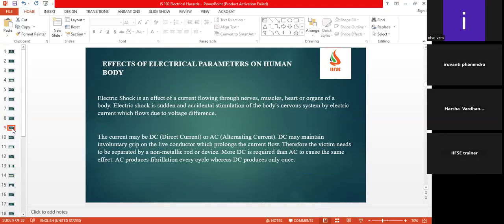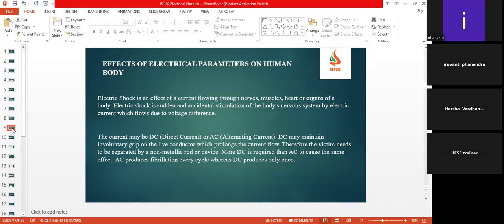The electric shock is an effect of the current which is flowing through the nerves, muscles, heart, or other organs of the body. The shock is sudden and accidental stimulation of the body's nervous system by electric current, which flows due to the voltage difference. As I mentioned, voltage difference is the flow difference or the pressure difference in simple language. It tends to move to the lower side.